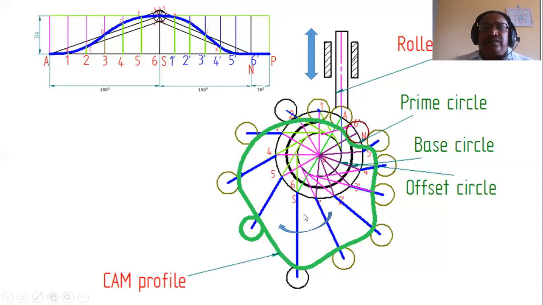So the meaning of that is, when the cam is rotating continuously with the speed given, for 180 degree it is moving up, and after it reaches the maximum lift, it returns back for 150 degree, and it stands at the bottom for another 30 degree rotation and continues like that. So that completes the cam profile.